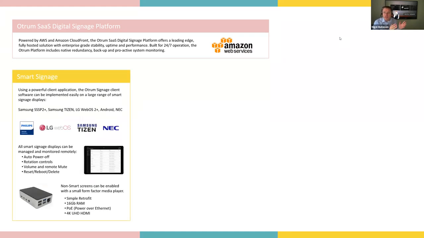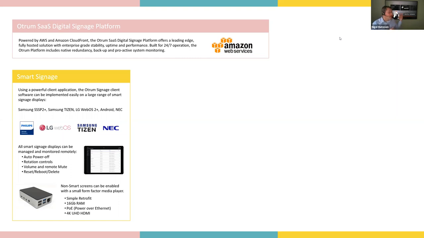When it comes to the clients, the screens that you can then use to display your content, we're working with four major manufacturers of smart screens. I say three because Philips, LG, Samsung are using integrated smart screen technology. NEC is using what's called an integrated Raspberry Pi compute module. The Raspberry Pi is the small box that you see on the bottom of the screen there. The Raspberry Pi enables us to retrofit existing screens.